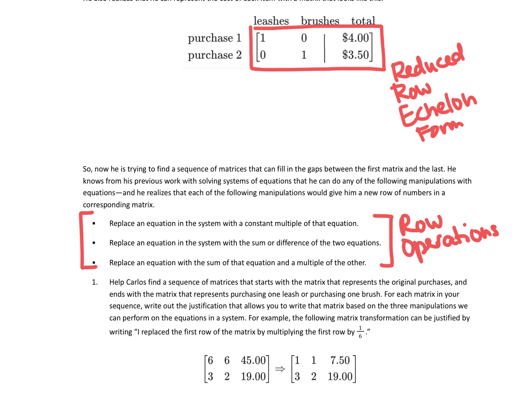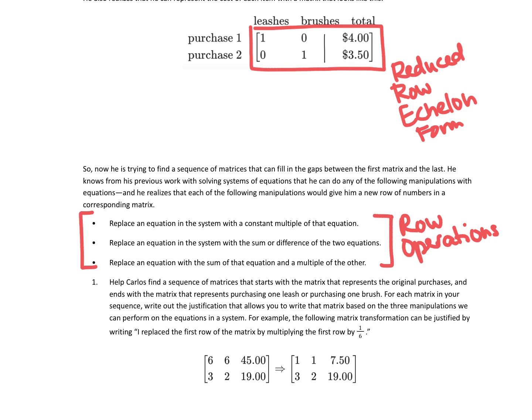So he can replace an equation in the system with a constant multiple of that equation. So let's say he replaced the top row with that same row doubled. That's what that first row operation does. He can replace an equation in the system with the sum or the difference of the two equations. So let's say he can replace the top row with row 1 plus row 2, or row 1 minus row 2, and not change anything, right? It's just a row operation. Or he can replace an equation with the sum of that equation and a multiple of the other.